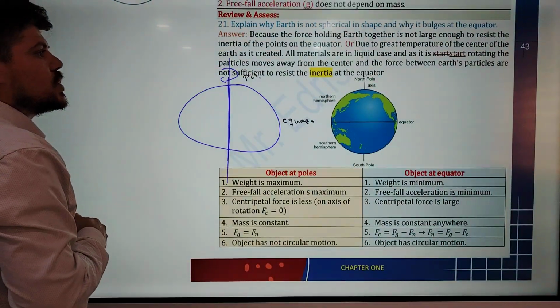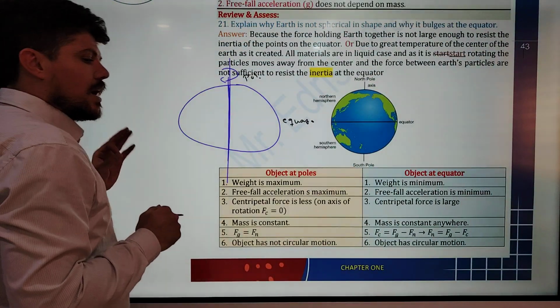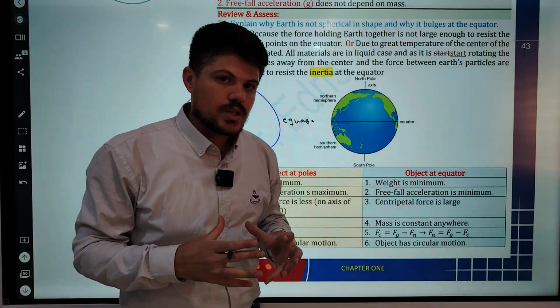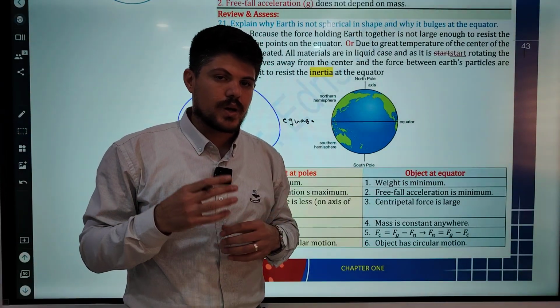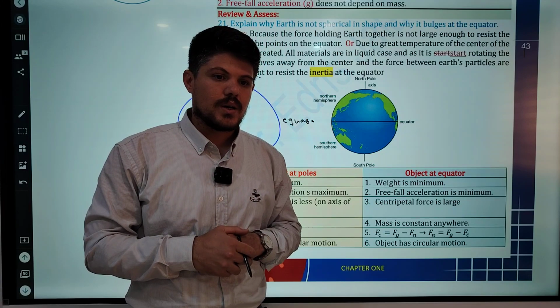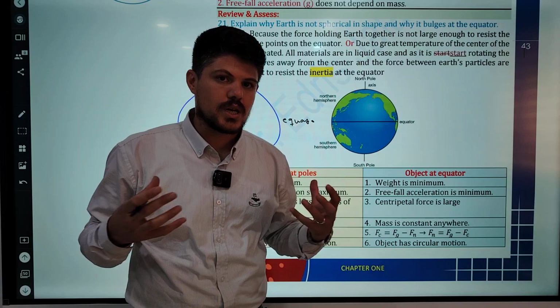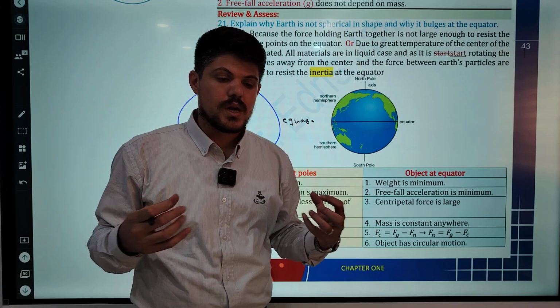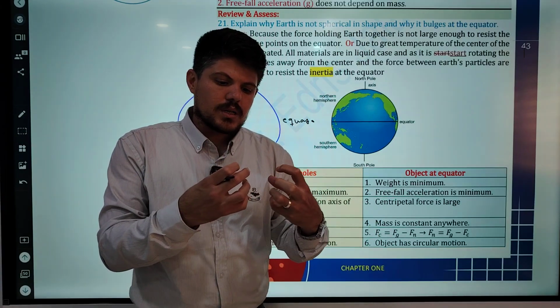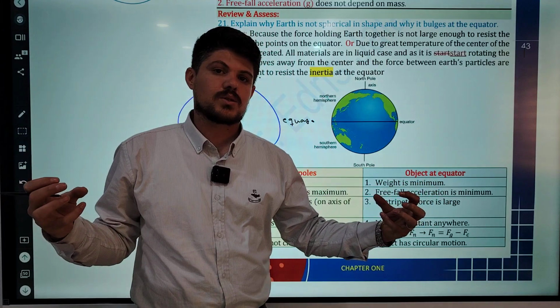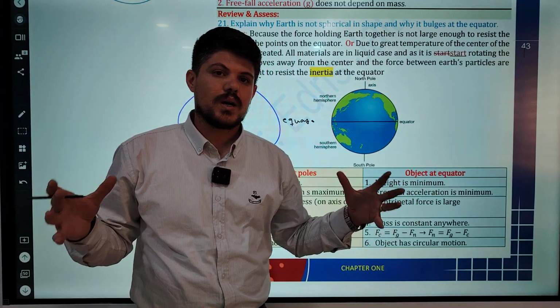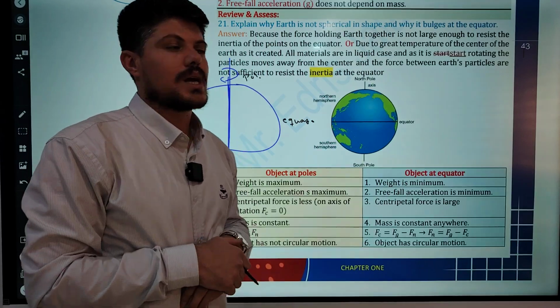In a short answer, you can say it is because of inertia. When the Earth rotates, all the particles inside the Earth have inertia, or centrifugal force. Because of this inertia, the particles try to move away from the axis of rotation. So that is why the Earth bulges at the equator.